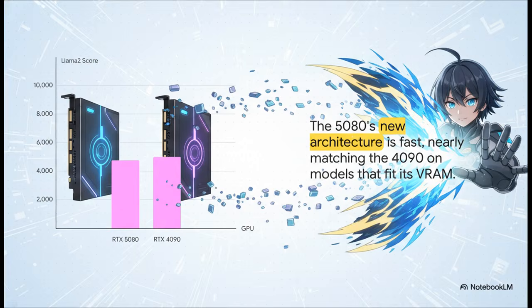Okay, so this first benchmark really shows off the 5080's efficiency. When you're running a model that fits comfortably within its 16 gigs of VRAM, that new Blackwell architecture just sings. It's generating tokens nearly as fast as the 4090. The performance gap is incredibly small, which just proves how potent that new design really is.